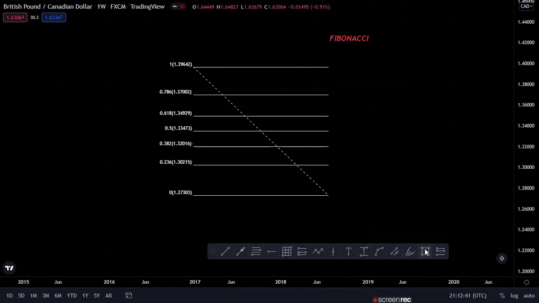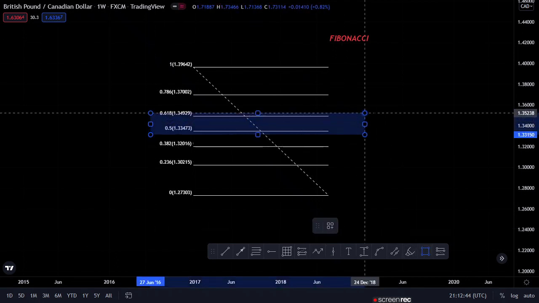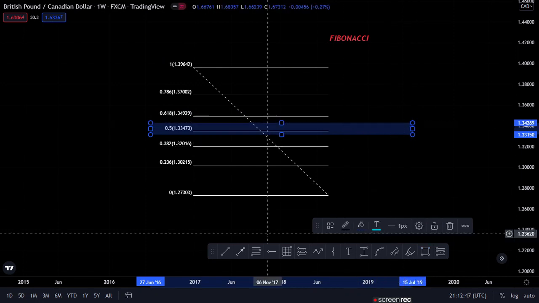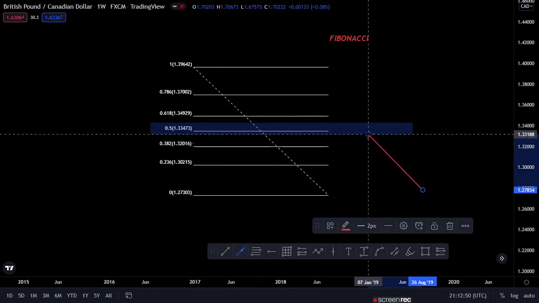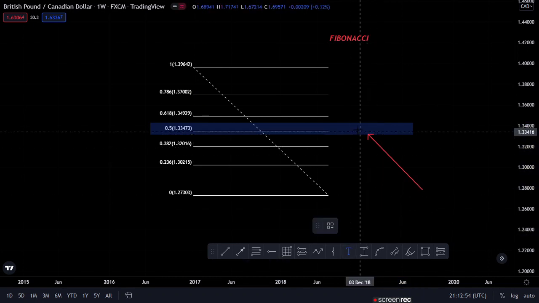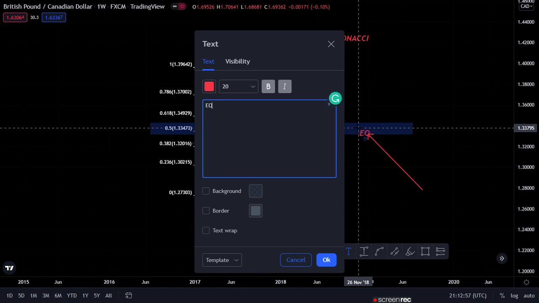So we have this 50% point. It is the equilibrium point. 0.5 is equal to the midpoint, which should be very familiar. So these are the most important. 0.5 is the midpoint.